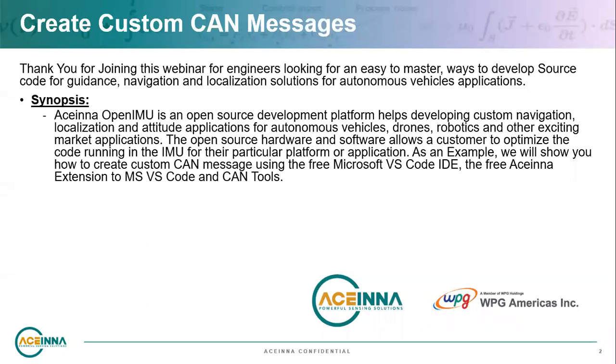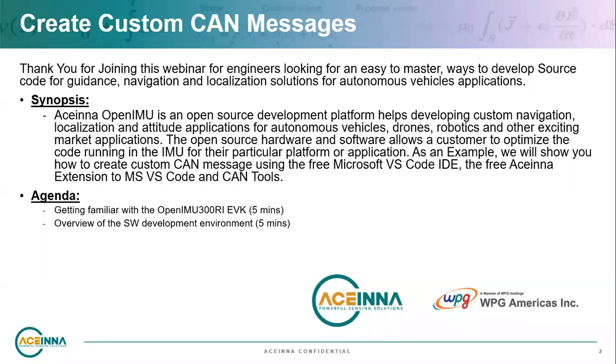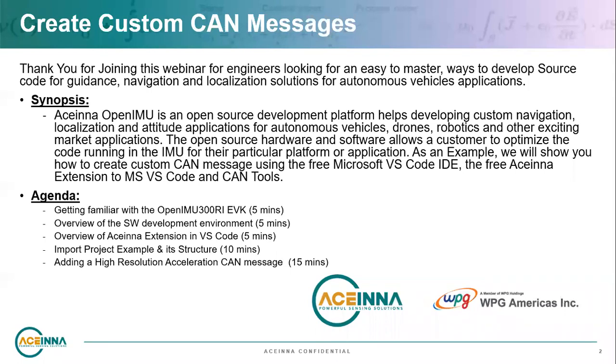Okay. Thanks, Michael. So in this webinar, we're going to cover different topics, which includes getting familiar with the OpenIMU300RI Eval Kit, giving you a brief overview of the software development environment, a brief overview of the Aceinna Extension in Visual Studio Code, importing a project example and talking about its structure, and then we will create a high-resolution acceleration CAN message, and I will walk through all the steps that need to be done in the source code, and then building the source code and then uploading to the unit. And finally, we're going to check the output results on the CAN tool. We're going to have the questions towards the end.